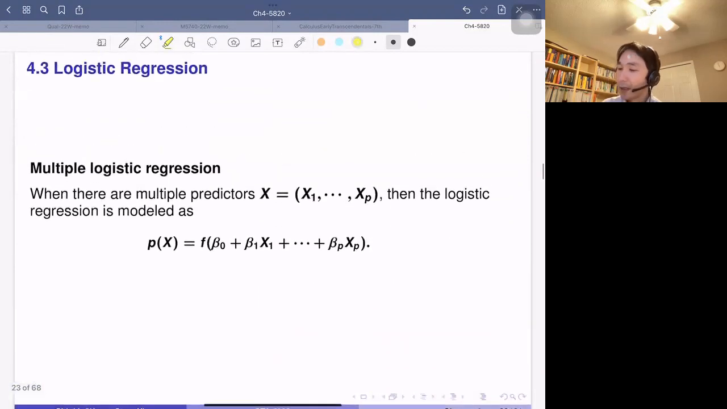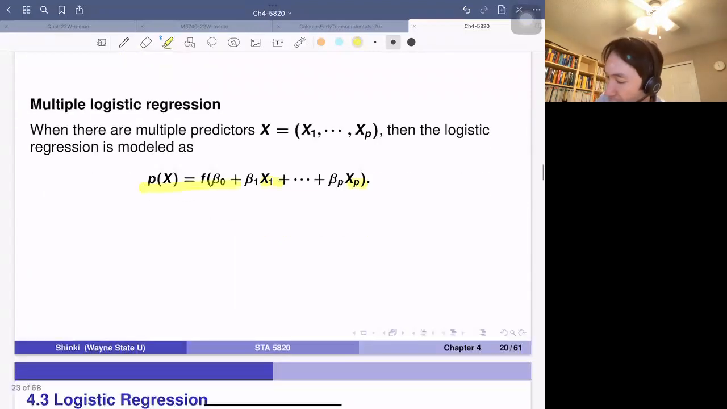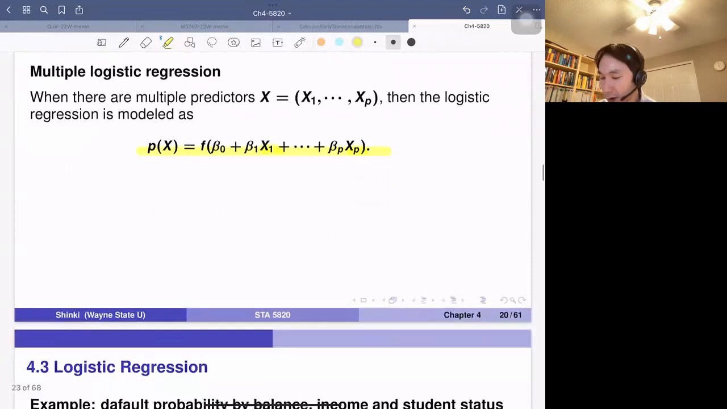Usually we want to combine information such as balance, student status, age, or gender. For credit scores, I think race is prohibited from use by the government, so we have some factors that we cannot use. But at least we have multiple pieces of information such as balance, income, student status, age, and so on. So usually we want multiple factors, x1 to xp, and we get this model as multiple logistic regression.